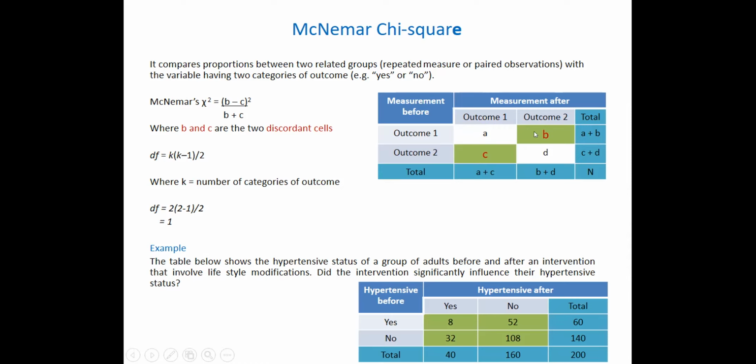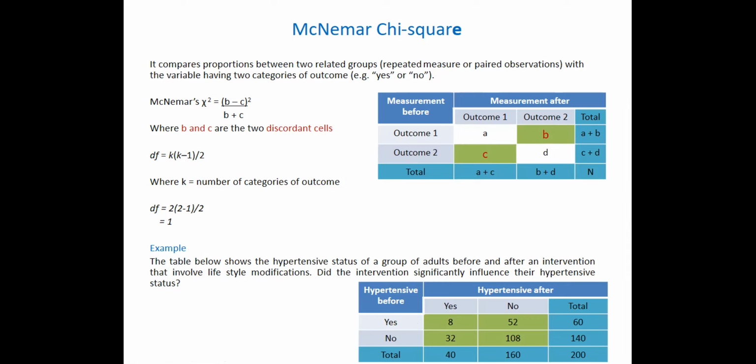But if you see B, you see outcome 1 cross outcome 2. C, outcome 2 cross outcome 1. So those are the discordant. If you come to the example we did here, 8 people were hypertensive before, they remain hypertensive even after the intervention. 108, which is D, were not hypertensive before, they remain non-hypertensive after. Those are concordant. They were in the same state, they didn't change.